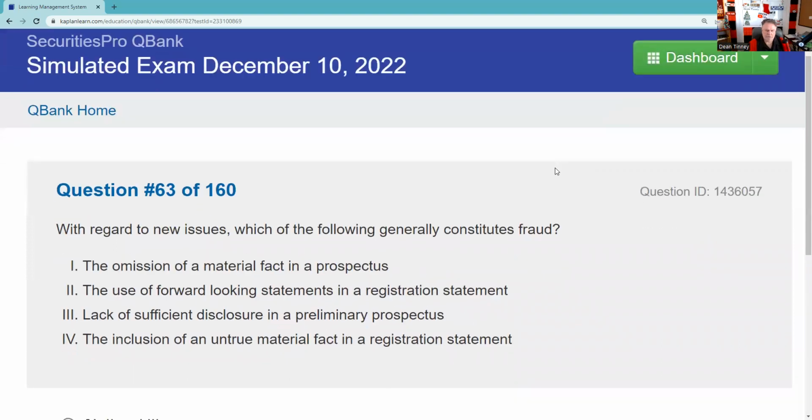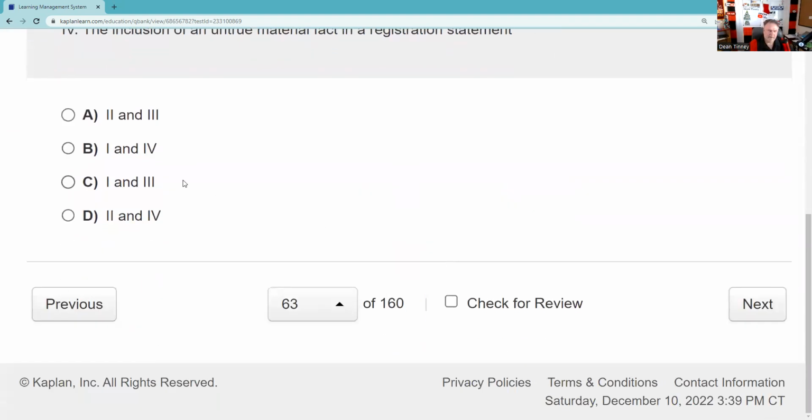With regard to new issues, which of the following generally constitutes fraud? The omission of a material fact. Yes. A material fact is the kind of fact that might alter an investor's decision. So 1 is serious. 2, forward-looking statements happen all the time. We just have to make a disclosure. The forward-looking statements are just that, and our crystal ball is correct, perhaps. Lack of sufficient disclosure in a preliminary prospectus. The inclusion of an untrue material fact. Ooh, that's the bad, right? So it's 1 and 4. 1 and 4.